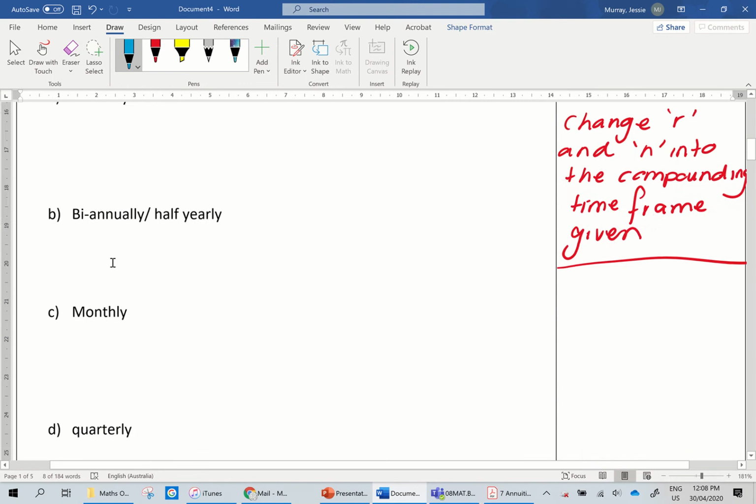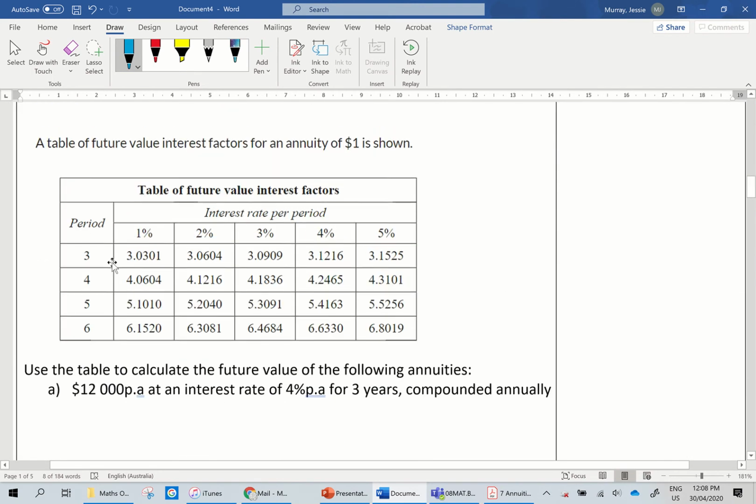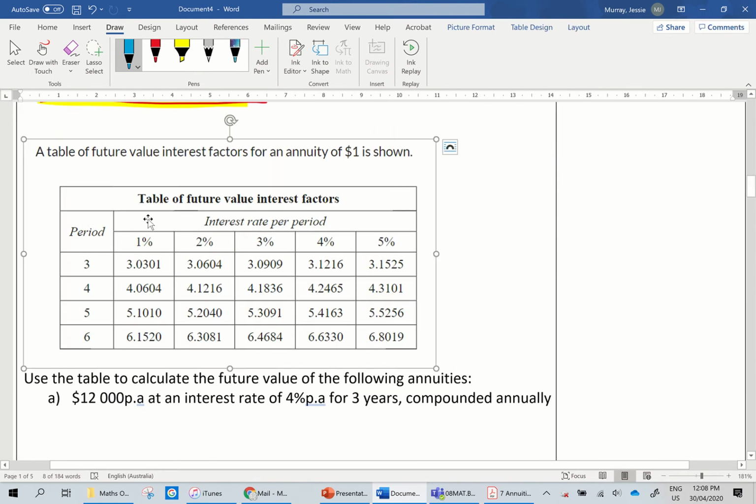So before I go to that first part, I'll just show you, this is an example. I've taken this question straight out of a HSC exam from the past. This is a question, the table they give you in the question. It says table of future value interest factors. It says up here, and it always will, a table of future value interest factors for an annuity of $1.